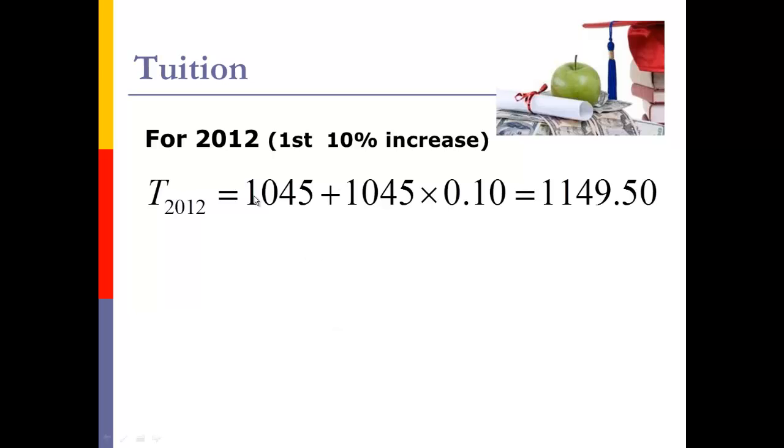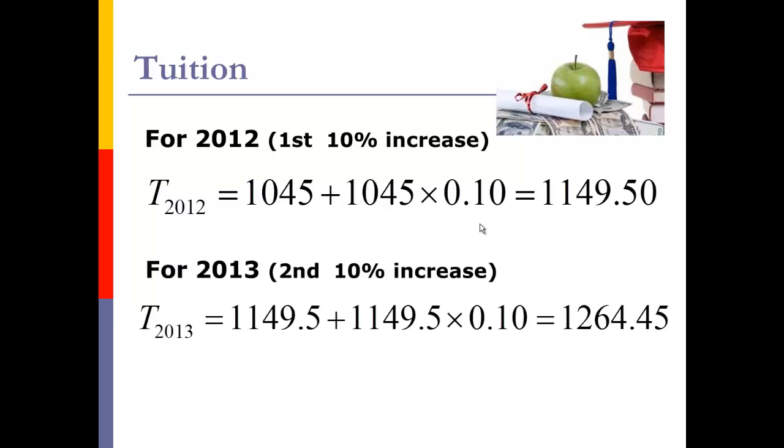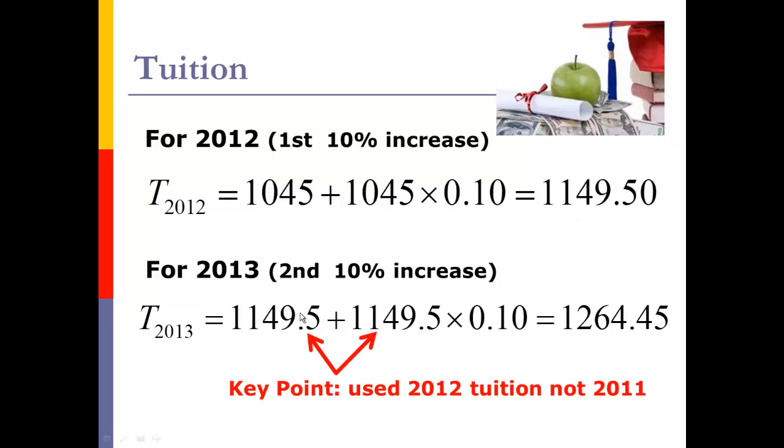We started with 1045. We're going to calculate 10% of that, and then we're going to add it to the 1045. And when you do that calculation, we get 1149.50. So this part right here, this 1045 times 10%, that's indicating how much we increase in tuition. That would be like your interest for a savings account. And then for the next year, the key thing I want to bring your attention to is that for the next year, we're actually using the 2012 number, not the 2011 number. Okay, so we're not going all the way back to 1045. We're using the previous year's amount.